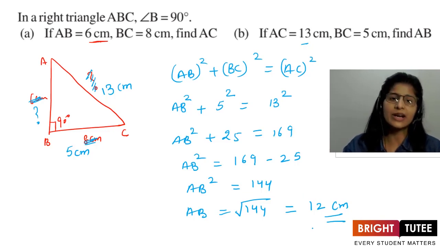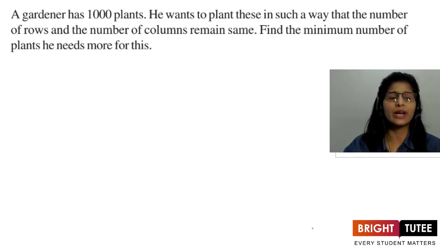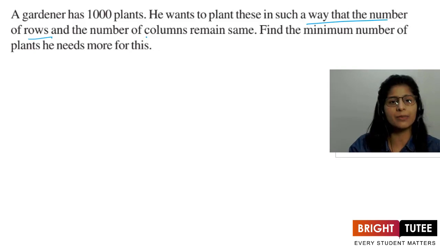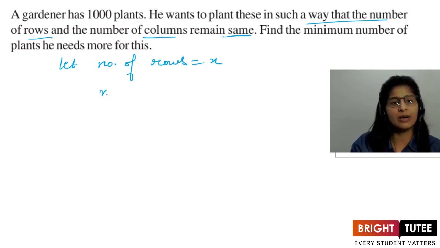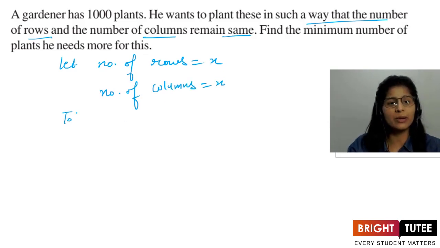Yeah. Now let us move to the next part. So here it is saying a gardener has 1000 plants. So total number of plants is 1000. He wants to plant these in such a way that the number of rows and number of columns remains same. Let us suppose let number of rows is x, so number of columns will also be x. How to find out total number of plants?